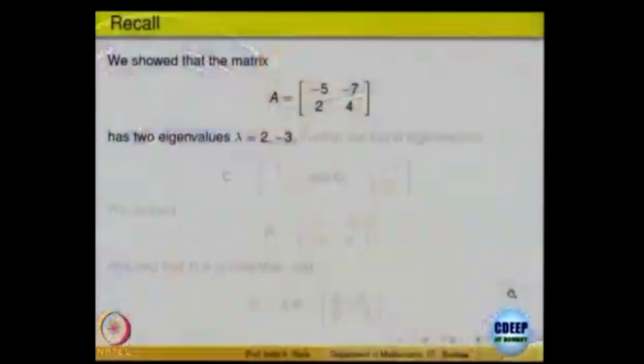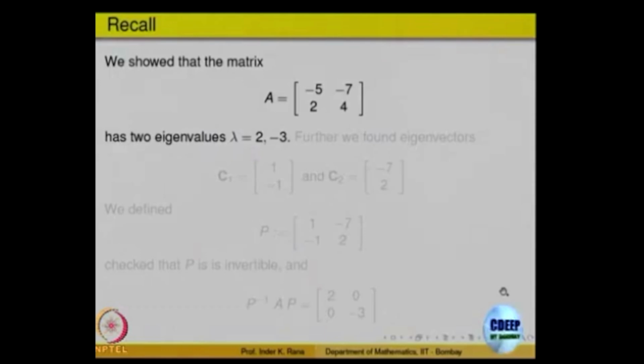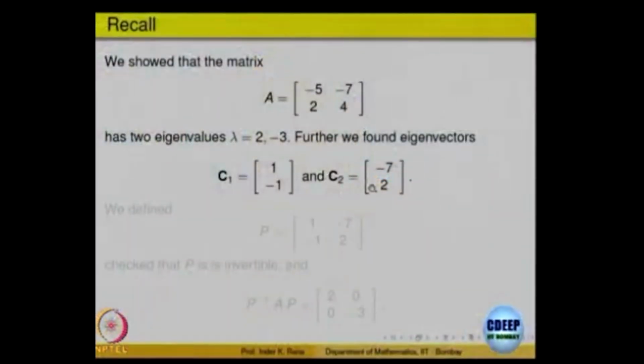So let us just recall the example we had done. We had taken a matrix A as shown, with first row minus 5, minus 7 and second row 2 and 4, and we showed that it has two eigenvalues, lambda equal to 2 and minus 3. For each one of these eigenvalues, we found an eigenvector. C1 is the eigenvector for the eigenvalue 2 and C2 is the eigenvector for the eigenvalue minus 3. And finding these eigenvectors is essentially solving a system of linear equations.